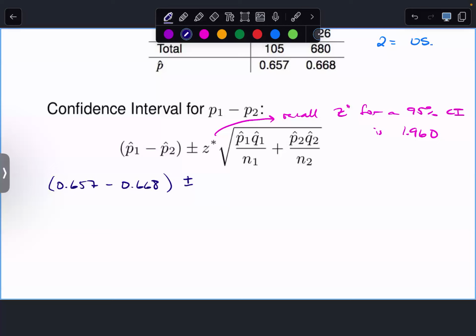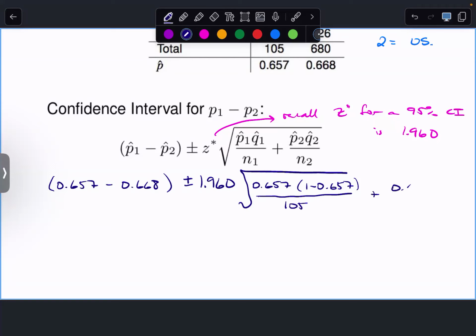So plus minus 1.960 times the square root of 0.657 times 1 minus 0.657 divided by N1, which is 105, plus 0.668 times 1 minus 0.668 divided by 680, all square rooted.